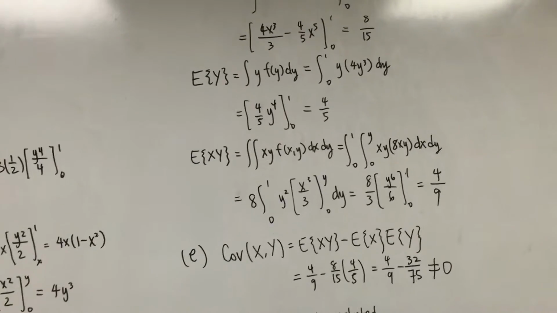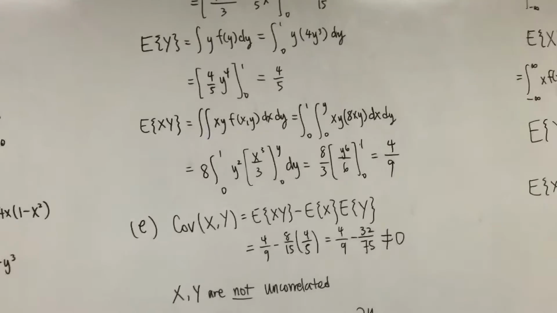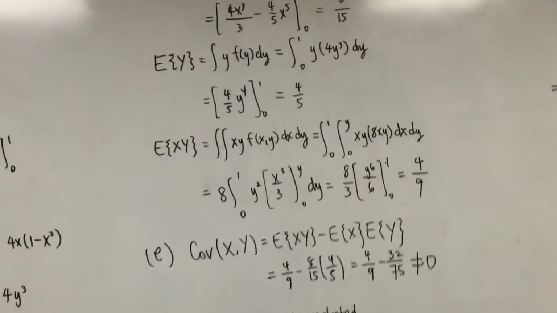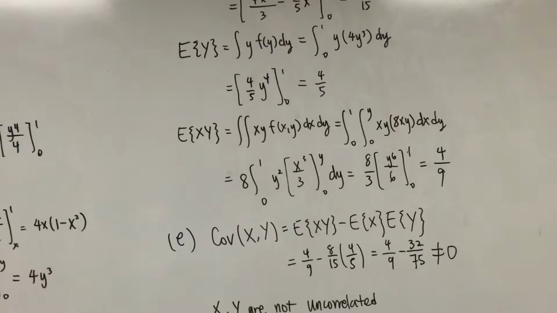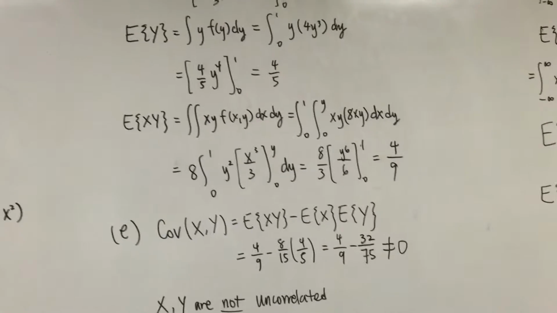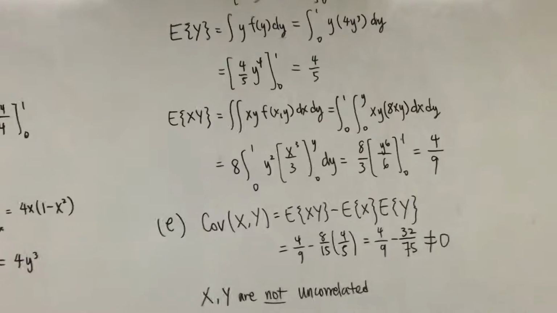And the expected value of x times y would be the double integral of x times y times the joint density function using the bounds that I used in part A, and you find that the value is 4/9.